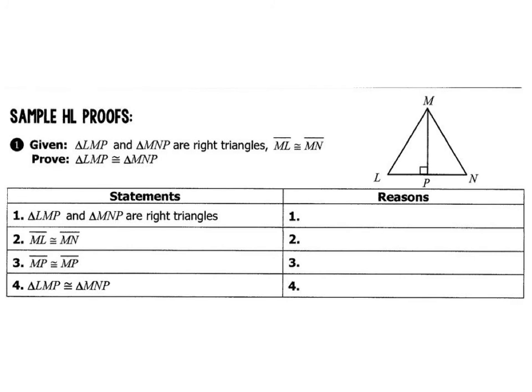So, example HL proof. Our given information is that triangles LMP and MNP are right triangles. We have to be given that they're right triangles, otherwise we can't use the HL theorem. We're also given that ML is congruent to MN. This is given information, and we want to mark it on our diagram. Now our goal is to prove that triangle LMP is congruent to triangle MNP.